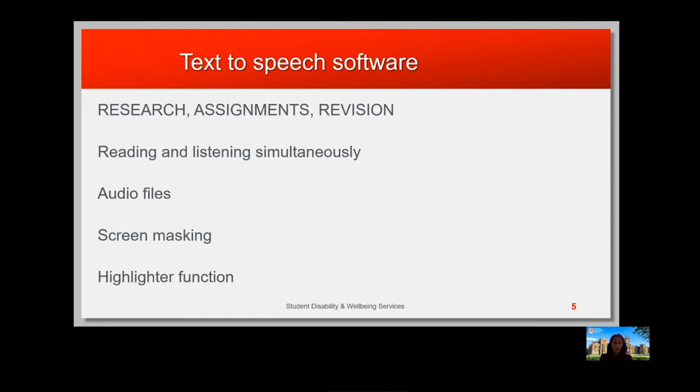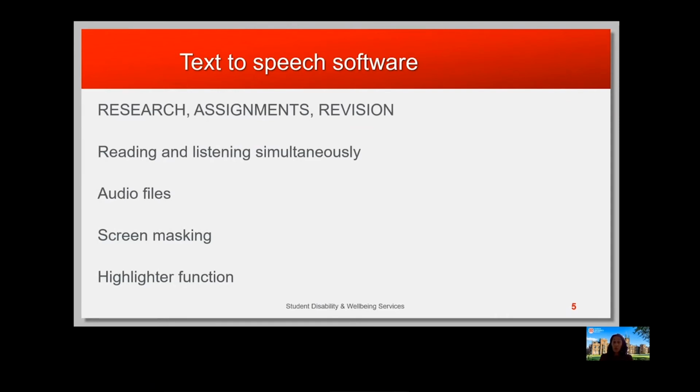Texthelp Read and Write Gold has a screen masking function. This means you can shade out parts of the screen, helping you focus on specific lines. This can help with concentration, focus, and help with not misreading the question.